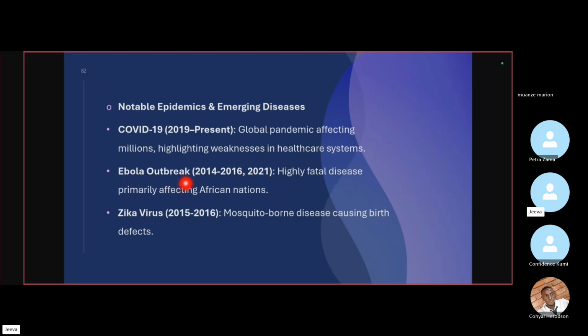Then the Ebola outbreak in 2014 to 2016 and in 2021 was a highly fatal disease primarily affecting the African nations. Then there was the outbreak of Zika virus in 2015 to 2016, a mosquito-borne disease which caused birth defects. So these were some of the notable epidemics and emerging diseases which came across the countries.